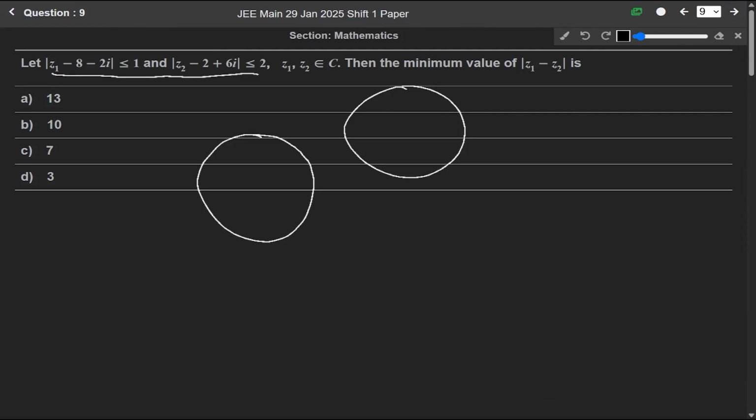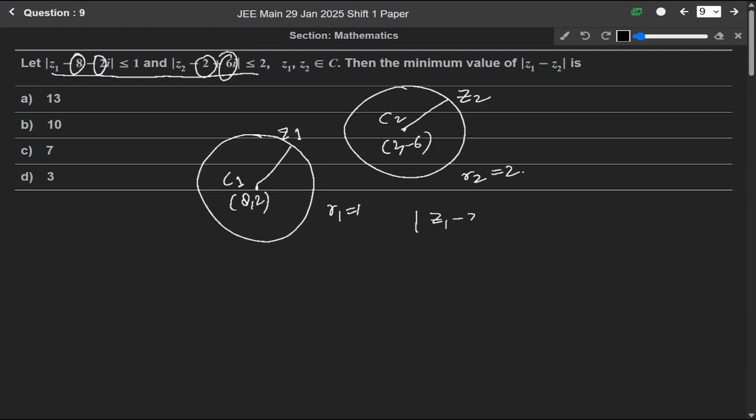Let us say this is z1, with C1 as its center, and let us say this circle is z2, with C2 as its center. The centers are given as 8 comma 2 and 2 comma minus 6, and we are given r1 as 1 and r2 as 2. So we have to find |z1 - z2|.